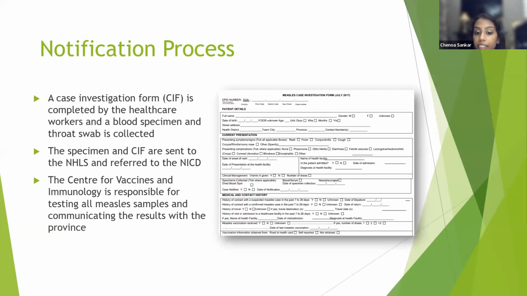A case investigation form is then completed by the healthcare worker and a blood specimen and throat swab collected. The specimen and CIF are then sent to the NHLS lab and that is then referred to the NICD and specifically to the Centre for Vaccines and Immunology, where the sample will be tested, and CVI is then responsible for communicating the results with the relevant province.